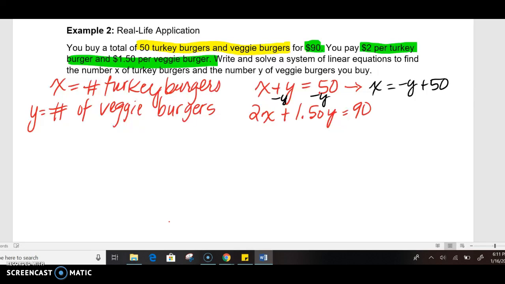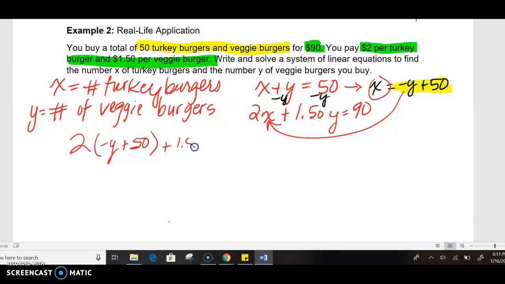Okay, now that I have my variable isolated, I can take this value of x and I can substitute it in the second equation and solve. Sorry, I'm putting it in place of x because it says x equals that. So it's going to go here in place of x. So 2 times negative y plus 50 plus 1.5 y is equal to 90.